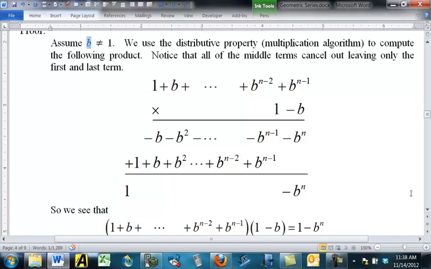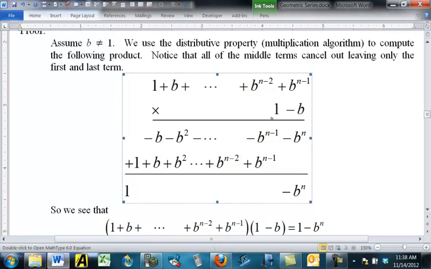So if b is not 1, then we're going to take 1 plus b plus b squared, and so forth, up to b to the n minus 1, and we're going to multiply by 1 minus b. Well, if you multiply everything by b, all the powers go up 1, but it's minus b, so they're all negative now. So negative b times 1 is negative b, times b is negative b squared, then you got negative b cubed, negative b to the fourth, and so forth. And the last one is going to be negative b to the n. The one before that is negative b to the n minus 1.